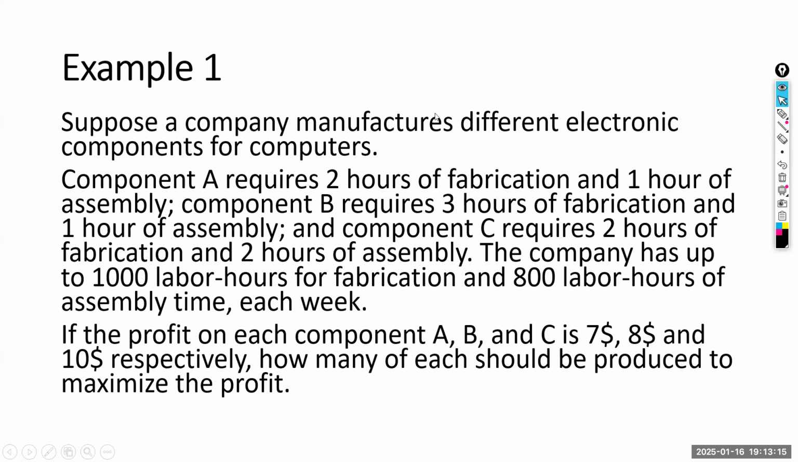The profit on each component is as follows. Each A component gives you $7 profit, each B component gives you $8 profit, and each C component has $10 profit. How many of each should be produced to maximize the profit? Don't think that you only produce the highest profit items, because it is the opposite. Though you get the highest profit, it will use up your resources. That is why we have this problem.